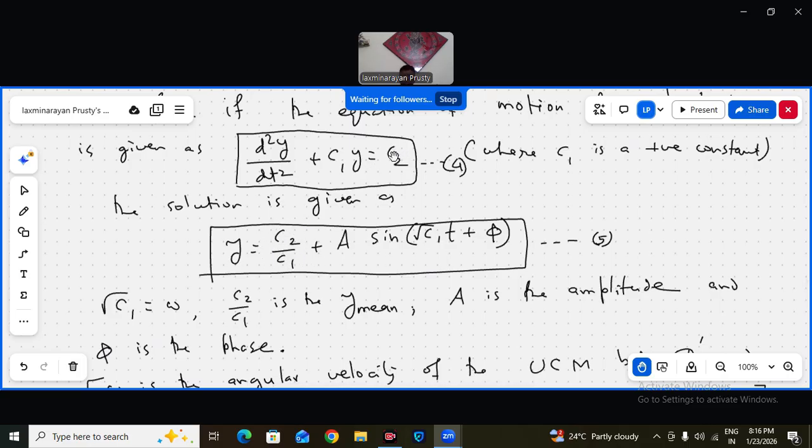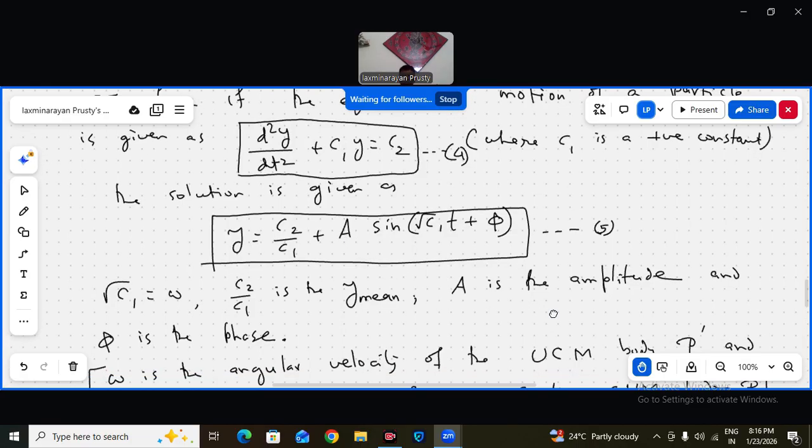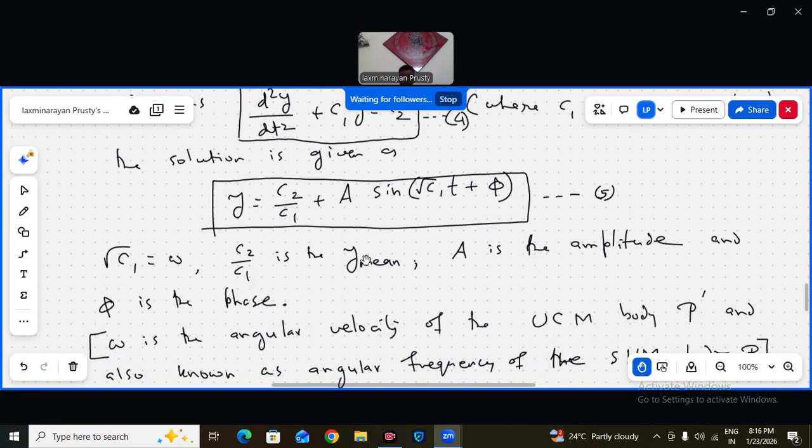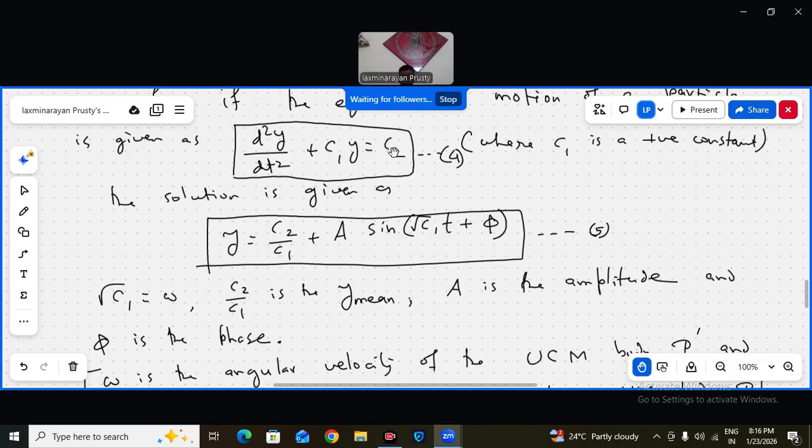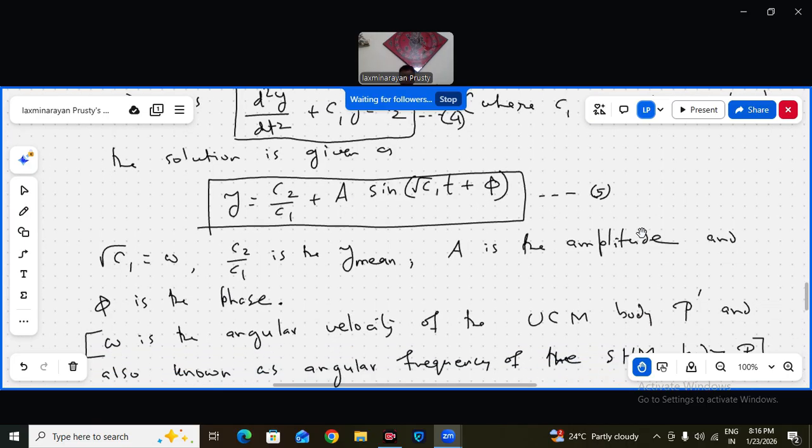If the right hand side c2 is 0, then y is equal to simply 0 plus this, that is A sin of root c1 t plus phi. Omega is how much? Root c1. c2 by c1 is what? Y mean. A is what? Amplitude. Phi is what? Phase. From this equation, you know the c2 by c1 value. If this equation is given, then you know two values, y mean as well as omega. But you do not know amplitude or phase.